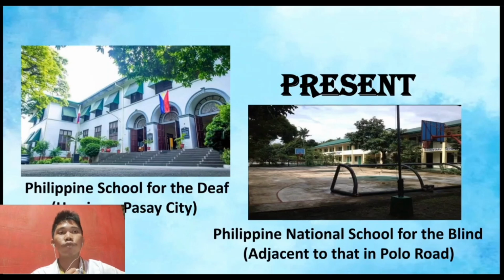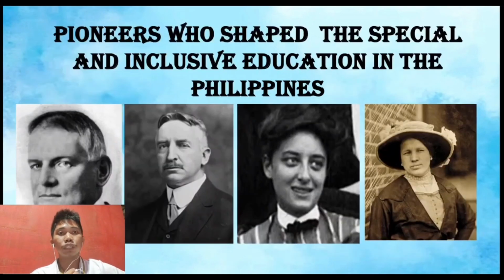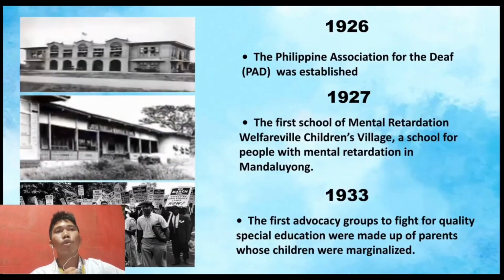First is the Philippine School for the Deaf at Harrison, Pasay City, and the Philippine National School for the Blind, adjacent to that on Polo Road. As we have mentioned earlier, these four individuals were the influencers or pioneers recognized who shaped special inclusive education in the Philippines. First is Mr. Fred Atkinson, second is David Burrows, third is Miss Delight Rice, and lastly Miss Maria Villa Francisco.